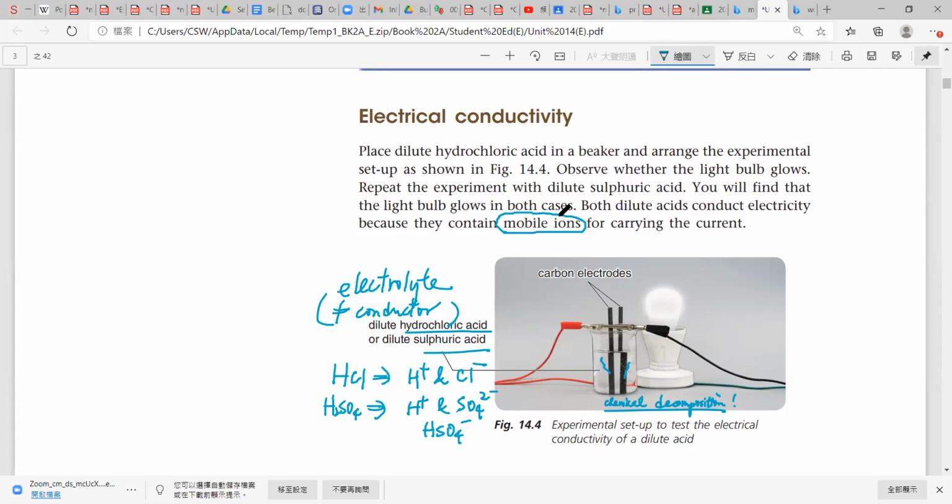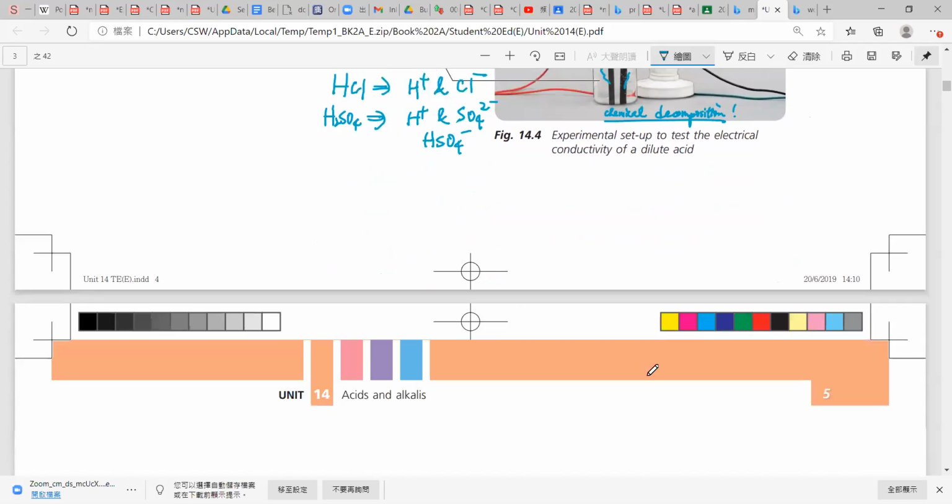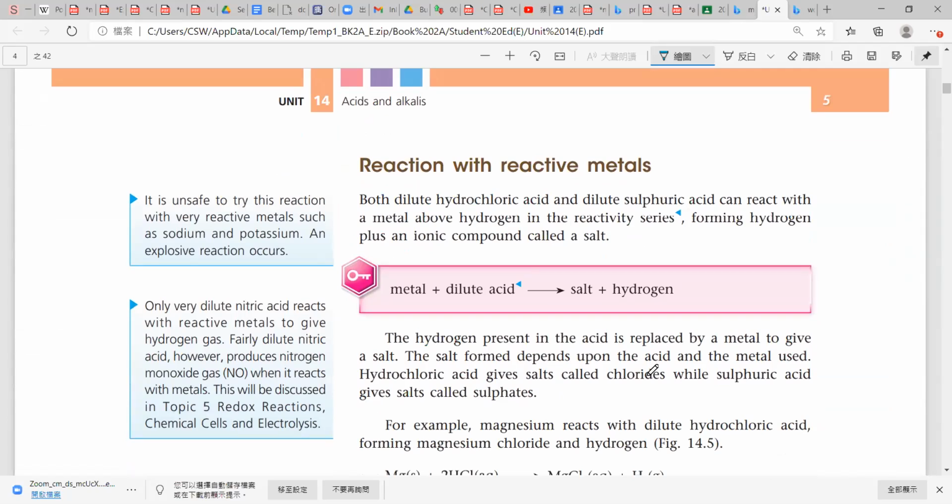Okay, what else? Now I would like to design an experiment to show the electrical conductivity by glowing a light bulb. Okay. So it's a very authentic experiment to tell. But now remember, we focus on the conductivity, but not the decomposition, right? But you will know it later when you talk about electrolysis. Okay. How about the reaction of metal?